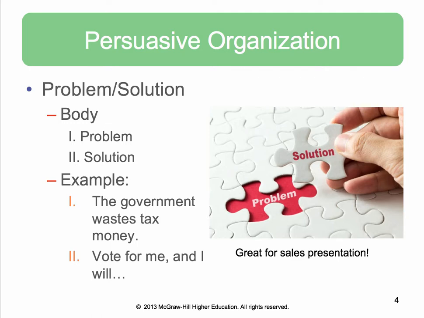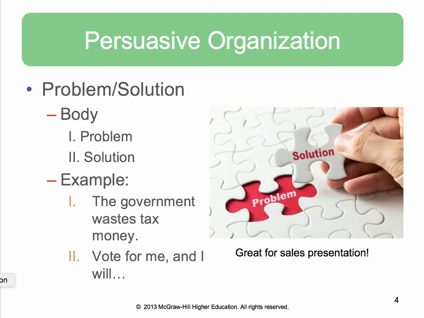So the example here that we used in Chapter 9 is the government wastes tax money. That is the problem. So you would flesh out that problem in the subpoints. And then going into that solution, vote for me and I will offer all of these solutions that solve those various problems. And we know here that problem solution is a great choice for our sales presentation assignment. So keeping this one in your brain, could you apply it to the topic that you choose?